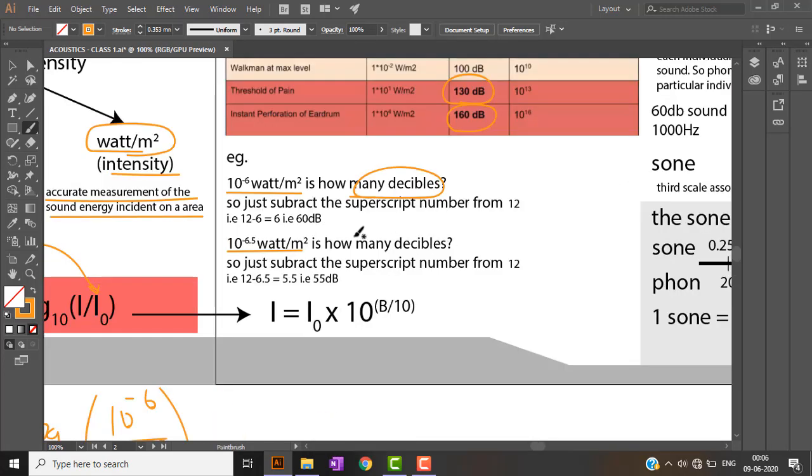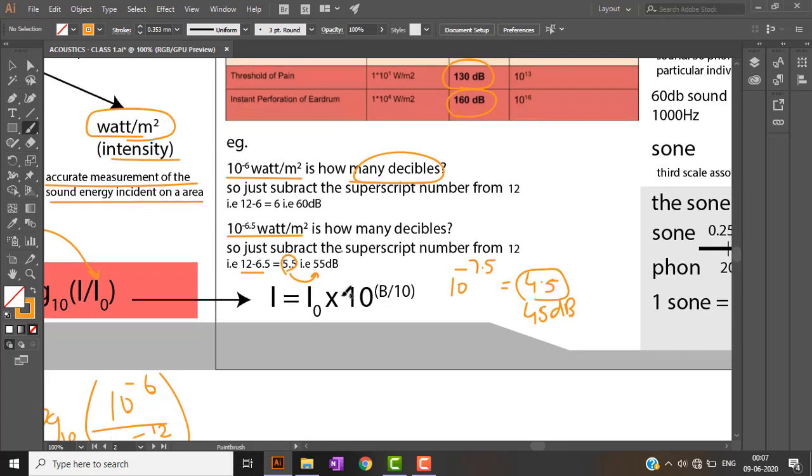So for the shortcut method, suppose in the question 10 raised to minus 6.5 is given, you have to subtract that from 12. You will get 5.5, that's nothing but 55 dB. In case you are given 10 raised to minus 7.5, that is 12 minus 7.5, which is 4.5. 4.5 means 45 dB. You have to multiply this with 10 and you will get the answer.